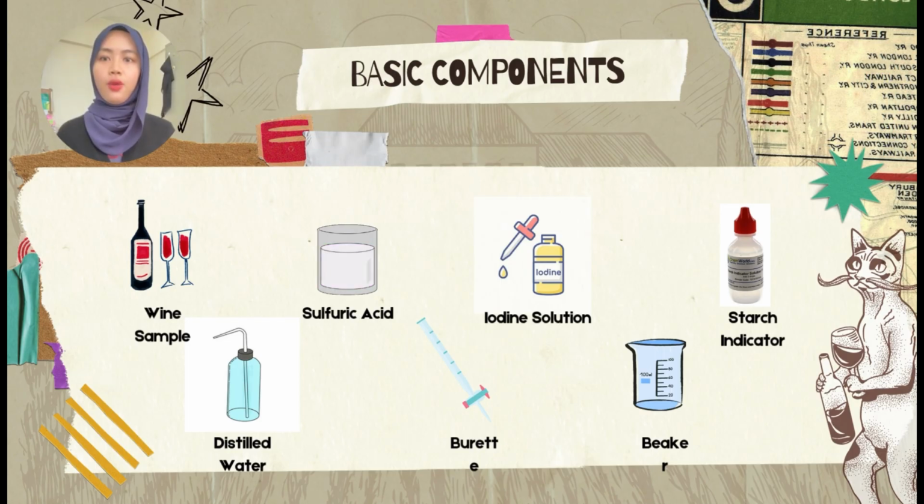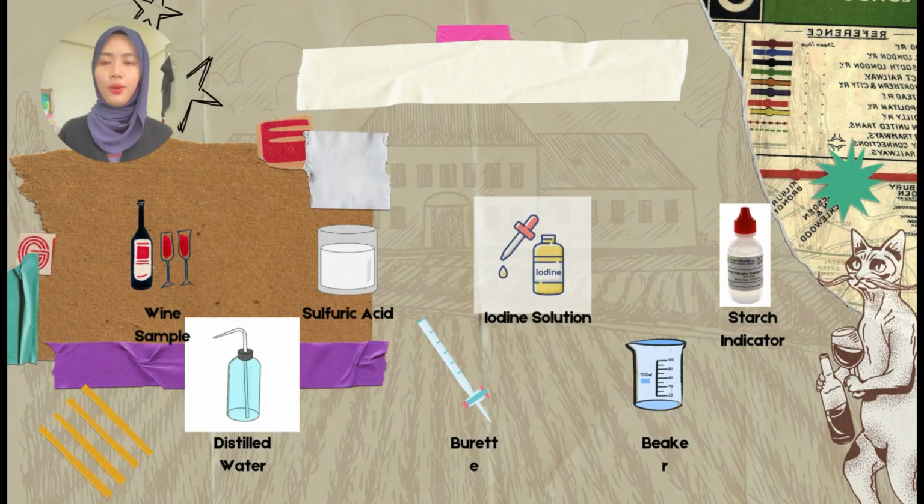Finally, we use a beaker which acts as the reaction vessel. It holds the wine sample and other reagents during the titration process, making it easier to stir and observe the changes in color as the reaction occurs. Each of these components plays a crucial role in the determination of sulfur dioxide in the wine sample. By using them correctly and following the procedure carefully, we can obtain accurate and reliable results for our analysis.